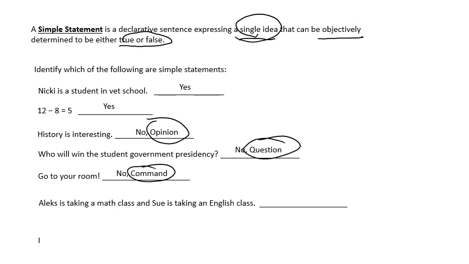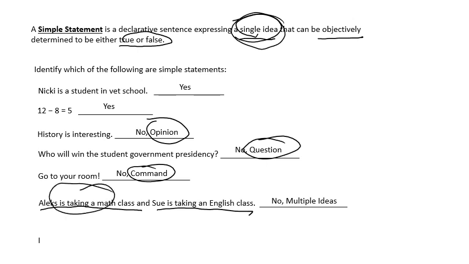Alex is taking a math class and Sue is taking an English class. Is this a simple statement? The answer to this is no. Both statements individually are simple statements, but a simple statement expresses a single idea. We have two ideas going on here. So, no.